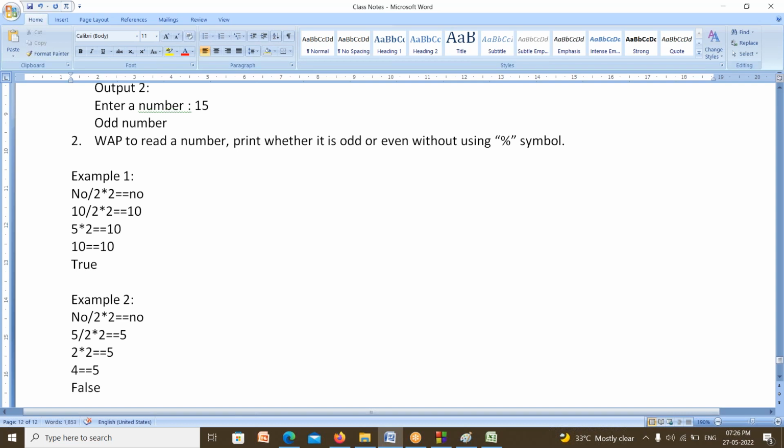So what is the meaning of this one? Number by 2 into 2 is always true in mathematics. But in C language, it is sometimes true. It is true if the number is an even number. If the number is an odd number, then it is false. Is it okay, Shahil Khan? Is this logic okay to you?